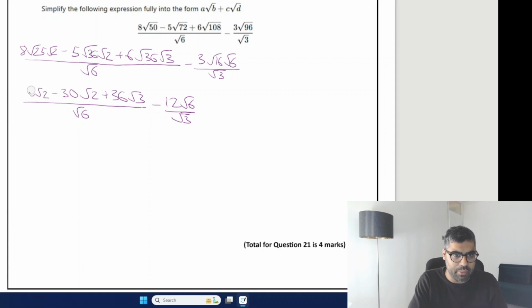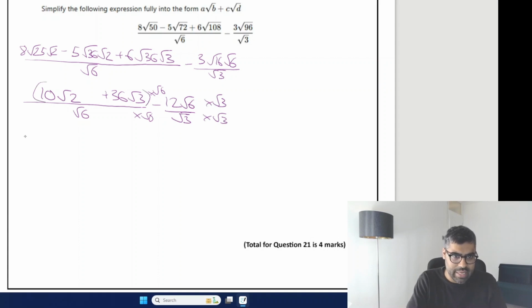I'm going to rub that out and put that here just in case we run out of room. So we've got 10 root 2. Okay. What else can we do? We can rationalize the surds, times in both numerator and denominator by root 6. And here we can times by root 3. Remember, you have to times everything by root 6.